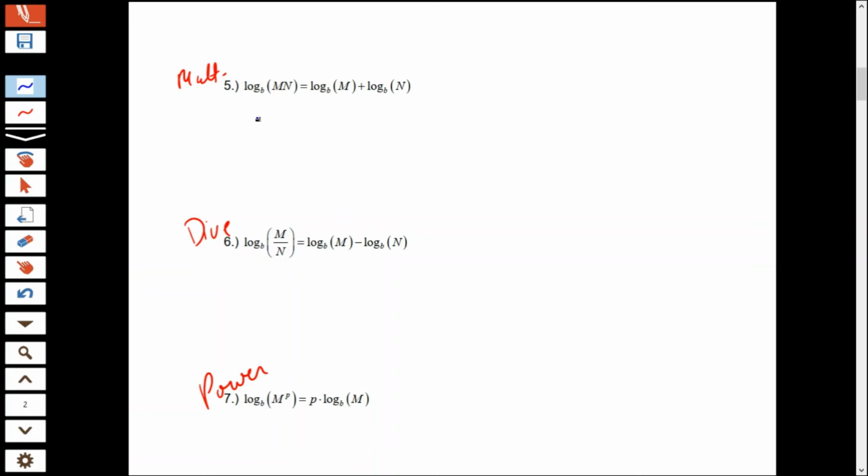If I wanted to prove this, or to show it, what we would do is let log base b of m be equal to, say, x, and log base b of n be equal to y, which means that b to the x is equal to m, and b to the y is equal to n.